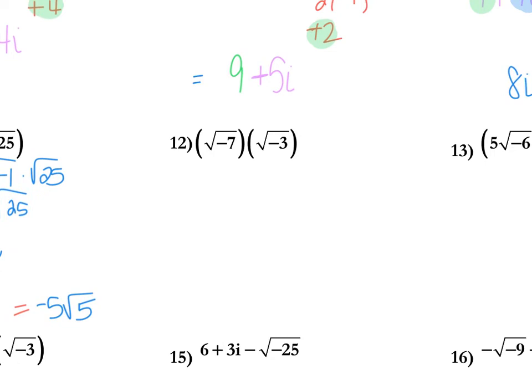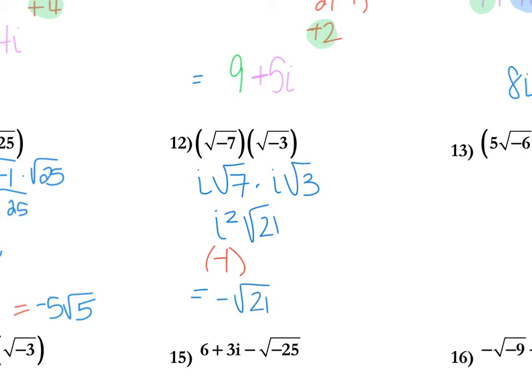So let's take a look at number 12. So once again, take care of i first. So i root 7 times i root 3, and then multiply it. So i squared root 21. Now 21 does not break down. Well, it breaks down to 7 times 3, but doesn't make a perfect square. However, i squared needs to be simplified. That's going to be negative 1. So my final answer is negative root 21.